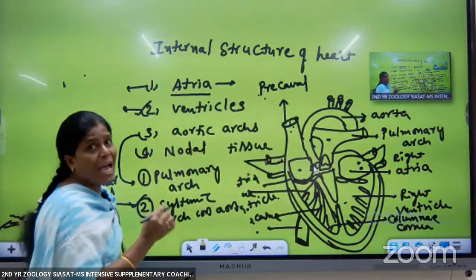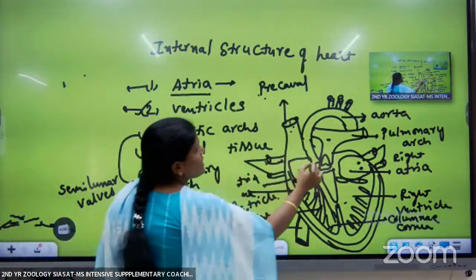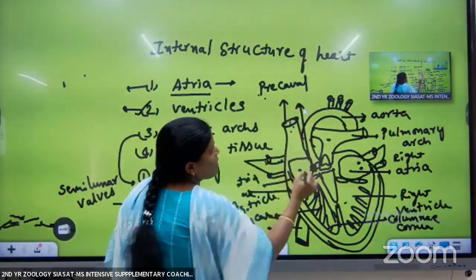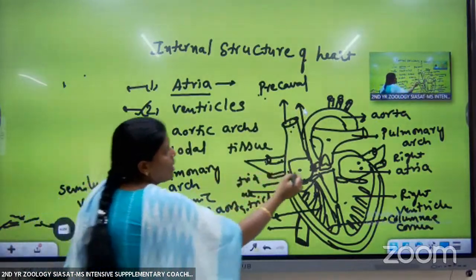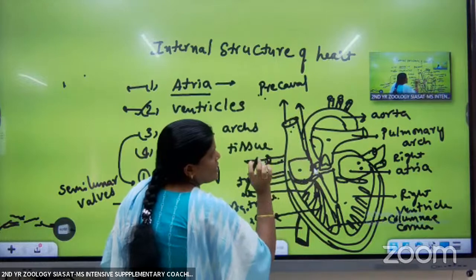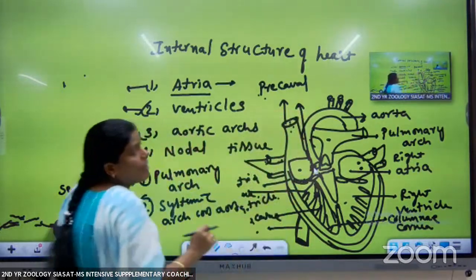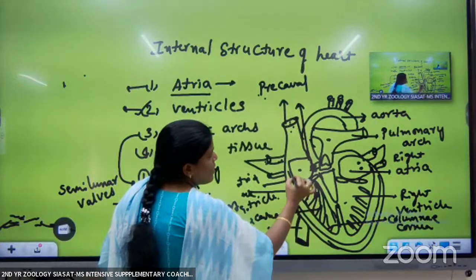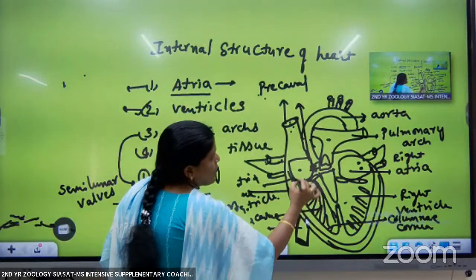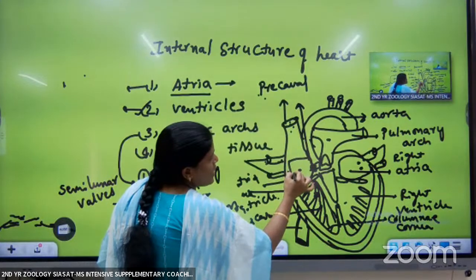Next, the coronary sinus opens into the right atrium. At that place, one valve is present. That valve is called the Thebesian valve. It controls the blood flow inside the coronary sinus. That is the Thebesian valve. One more valve is present. The postcaval vein, or inferior vena cava, opens into the right atrium.